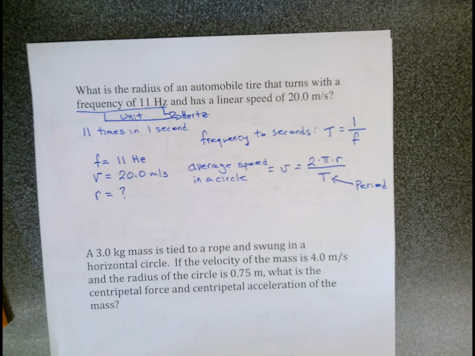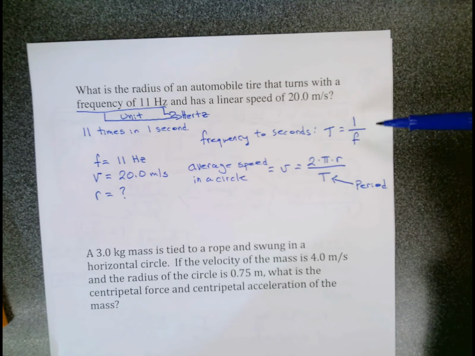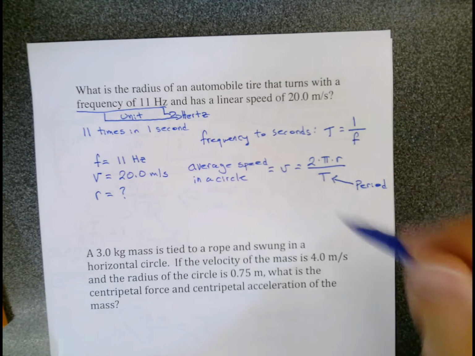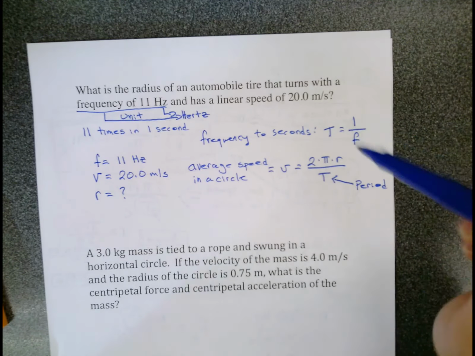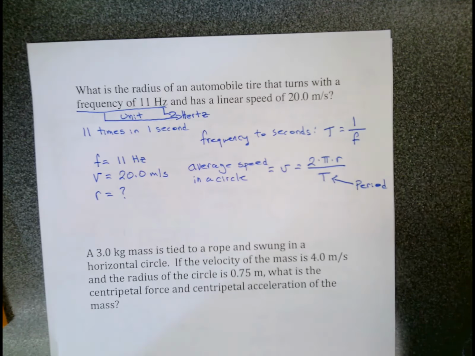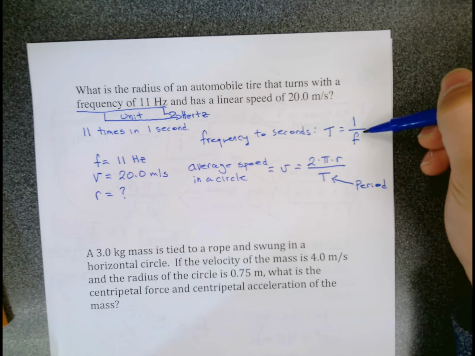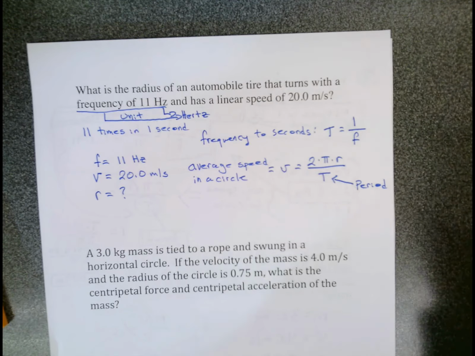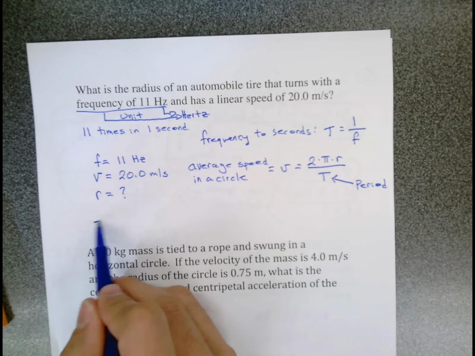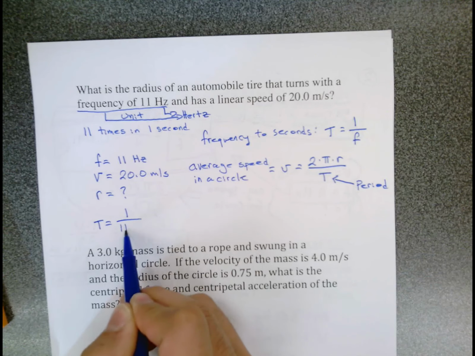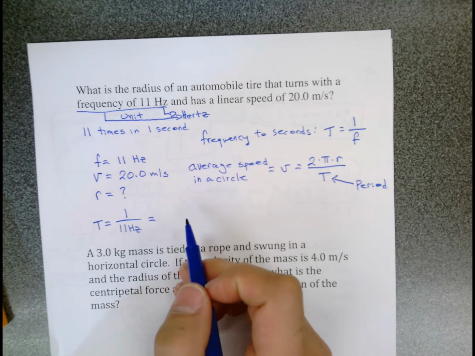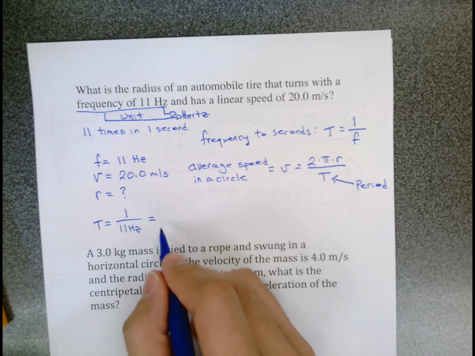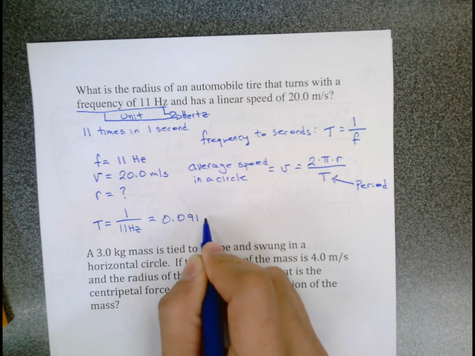frequency. So frequency, once again, and this is the third time, but you need to know this, frequency tells us how many times something spins around in 1 second. So in order to get the time something spins around once, you divide 1 by the frequency. In this case, T is equal to 1 divided by 11 hertz, you get a period for one circle of 0.091 seconds.